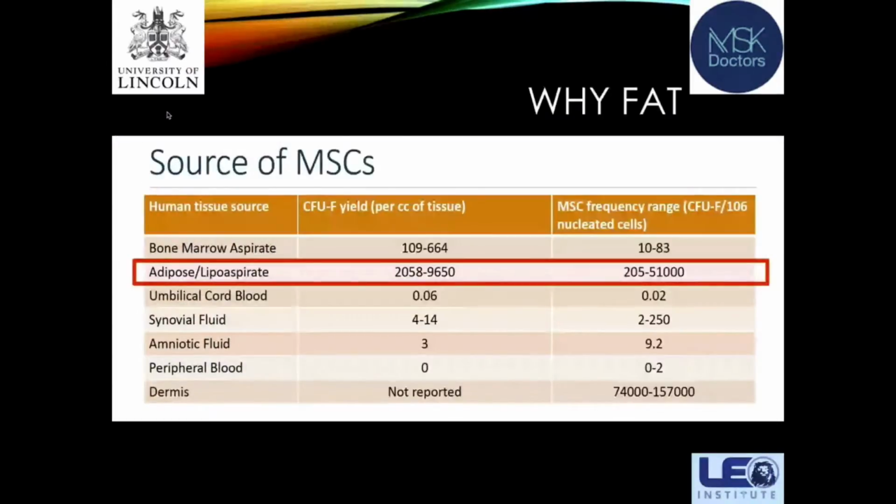So this is a slide where we have looked at different types of cells that we can get from the body, and they have different colony forming unit potential. And you can see within the lipoaspirate, within the fat harvest, we have a lot more colony forming units compared to bone marrow aspirate and even amniotic fluid.